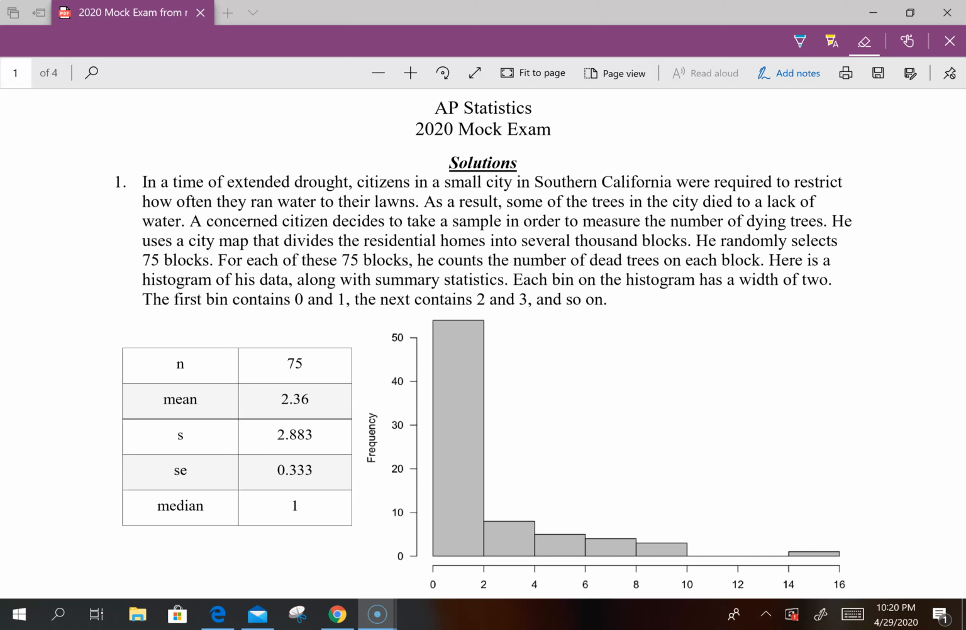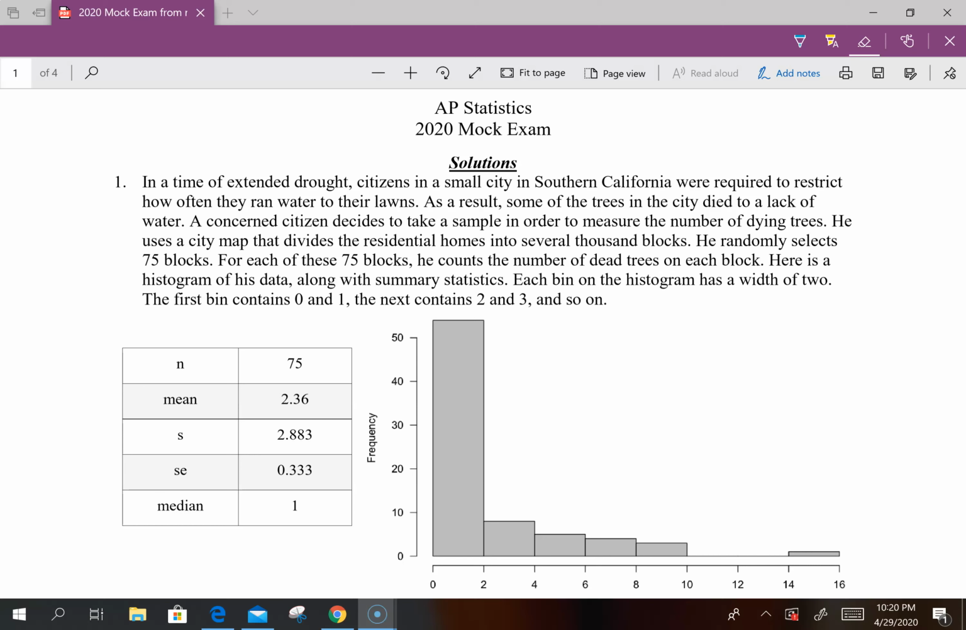Okay, so for this first one, we're talking about drought in Southern California. They were required to restrict how often they ran water to their lawns, and as a result, some of the trees in the city died because they didn't have enough water. A concerned citizen decides to take a sample in order to measure the number of dying trees. He uses a city map that divides the residential homes into several thousand blocks. He randomly selects 75 blocks, and of each of those 75 blocks, he counts the number of dead trees.